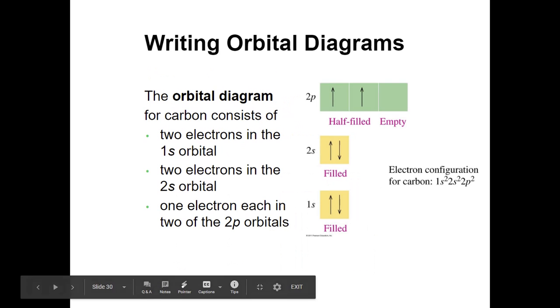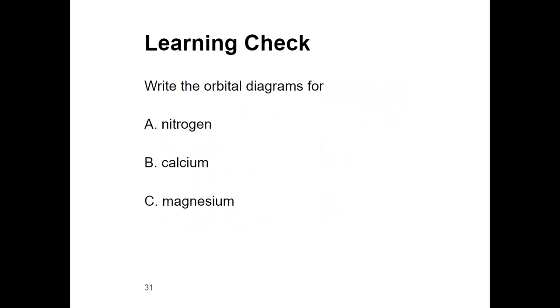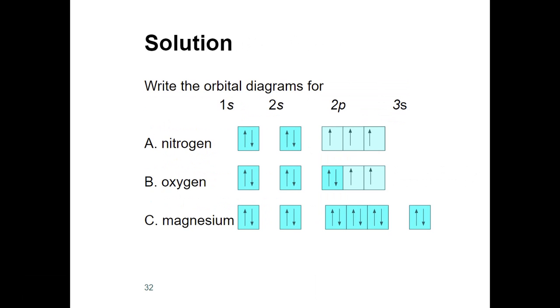So let's see if you know how. Write the orbital diagram for nitrogen, calcium, and magnesium. Pause this, and if you have the answer, you can play the video. All right, I'm going to reveal the answers.